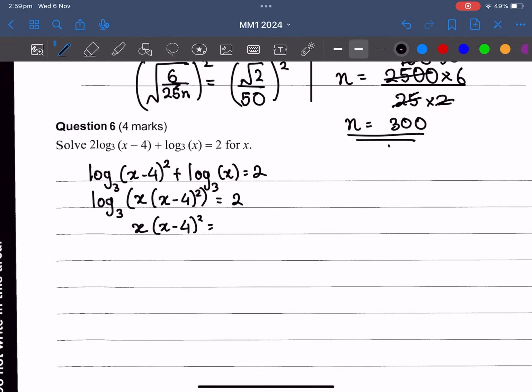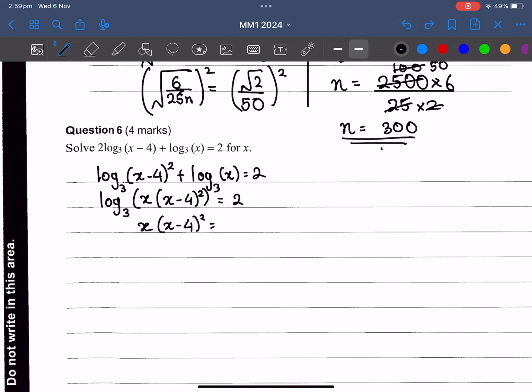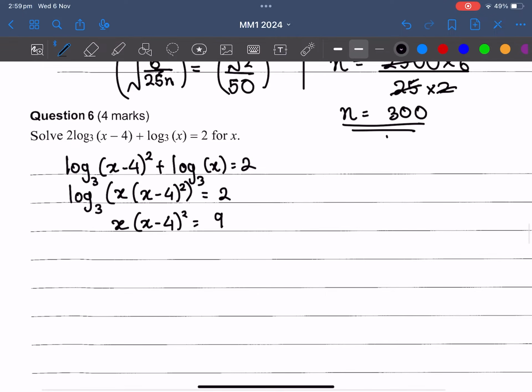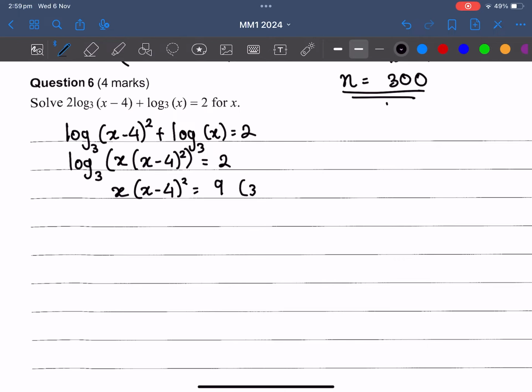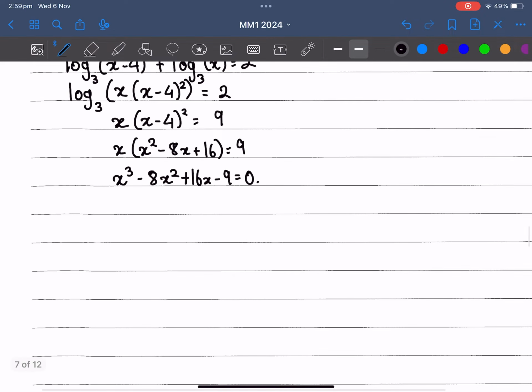Okay, good. I thought this was like cubing for a second. Okay, 9, because that's like 3 squared, so 9. Now I guess we just expand this. So x squared minus 8x plus 16 is equal to 9. So x cubed minus 8x squared plus 16x minus 9 is equal to 0. Guess we have a cubic to solve.